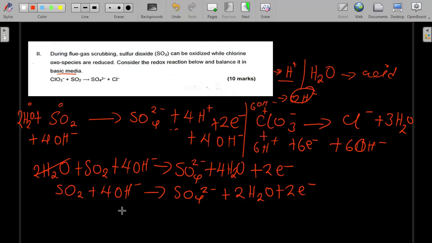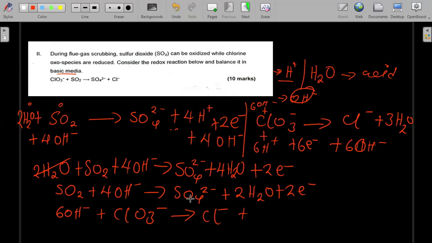Okay, so what are we going to get when we add 6 hydroxide ions here? So notice that you're going to get 6OH minus, okay, then plus ClO3 minus, okay, then this is giving us, so here we are going to get Cl minus, okay, then plus, okay, so plus, what else are we having?